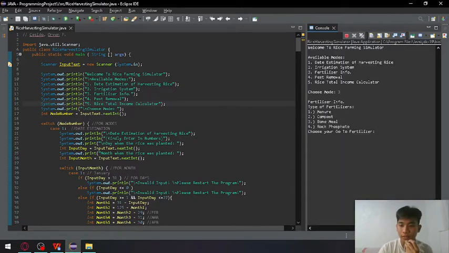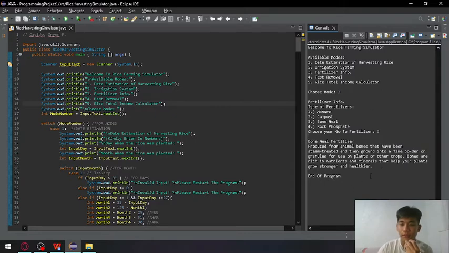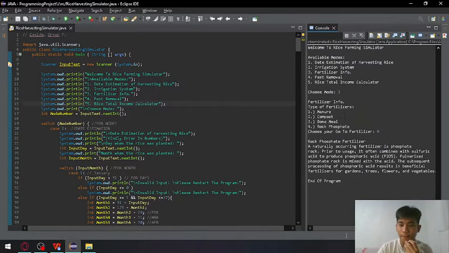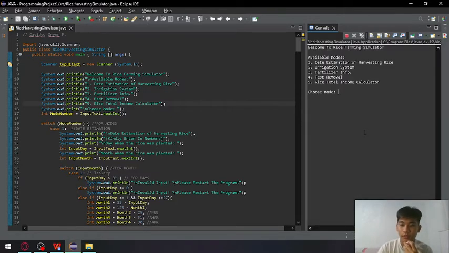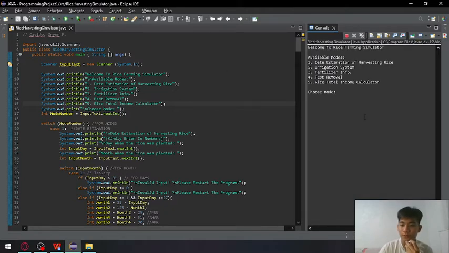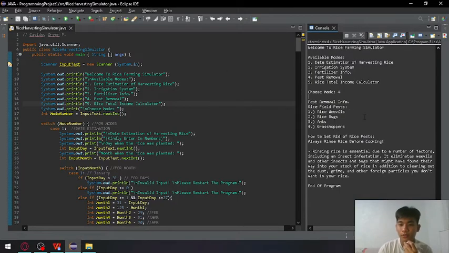Now let's try the bone meal, which is the third option. Same result. And lastly, let's try the rock phosphate. Same result as well. So what if we input negative or invalid inputs? Let's say 8, which is not in the choices. So 8, invalid input. Please restart the program. Now let's continue to the fourth mode, which is pest removal. The fourth mode shows you this information.